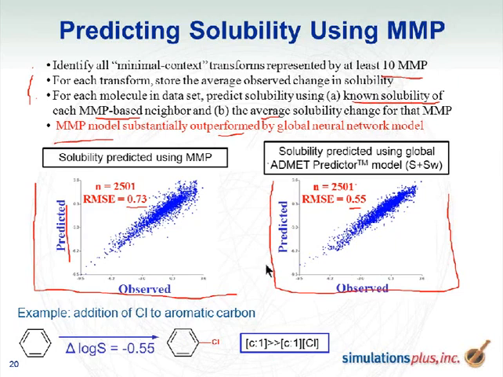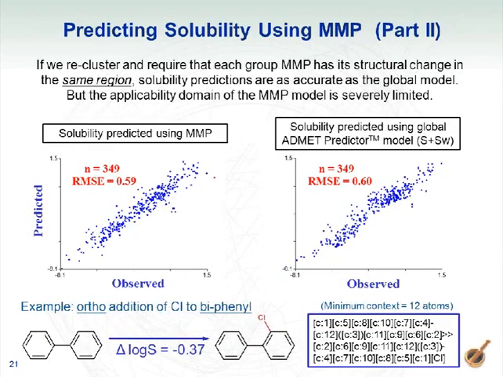Now, what happens if we increase the context around that matched molecular pair? Here we want to recluster all the molecules in that same region, but be more specific.